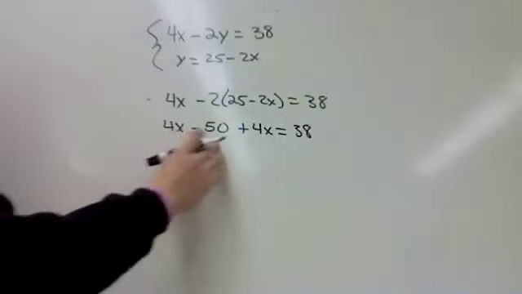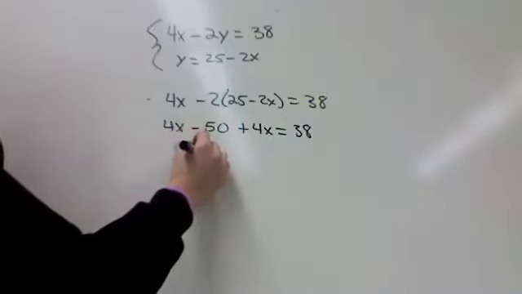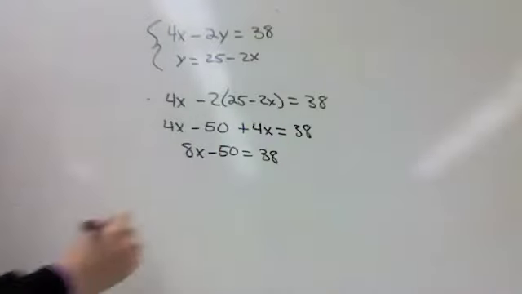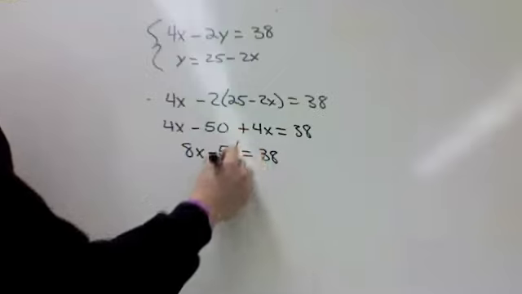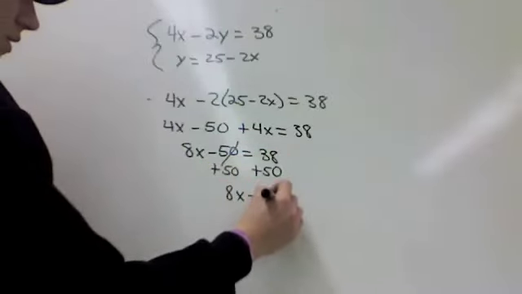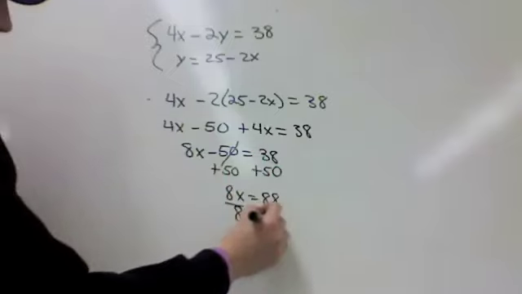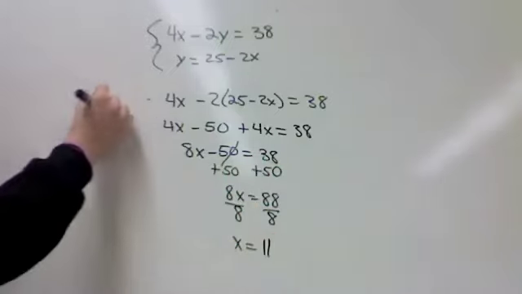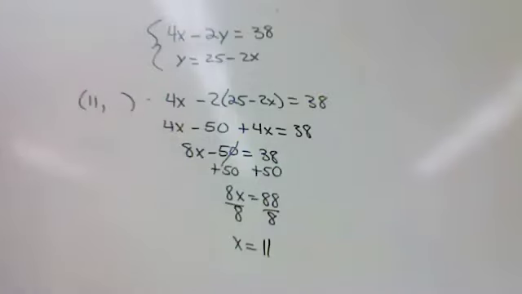Now we'll just combine like terms. 4x and 4x gives us 8x minus 50 equals 38. We'll add 50 to both sides. That leaves me with 8x equals 88. Divide both sides by 8. X equals 11. So remember, we have this in an ordered pair. Our first number is going to be 11.